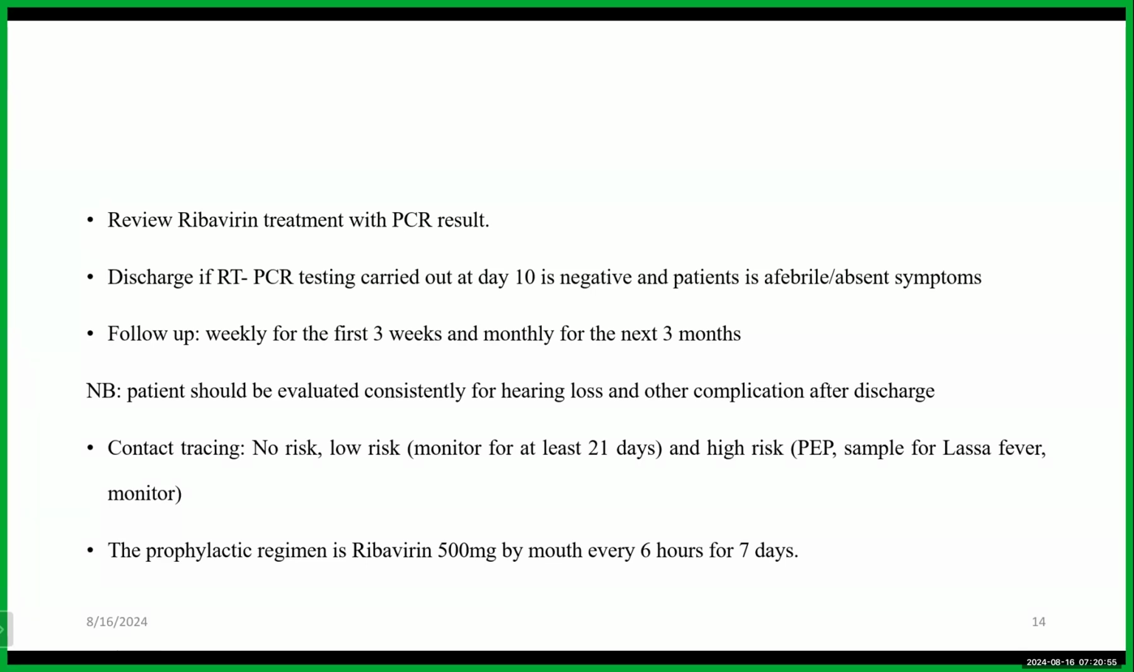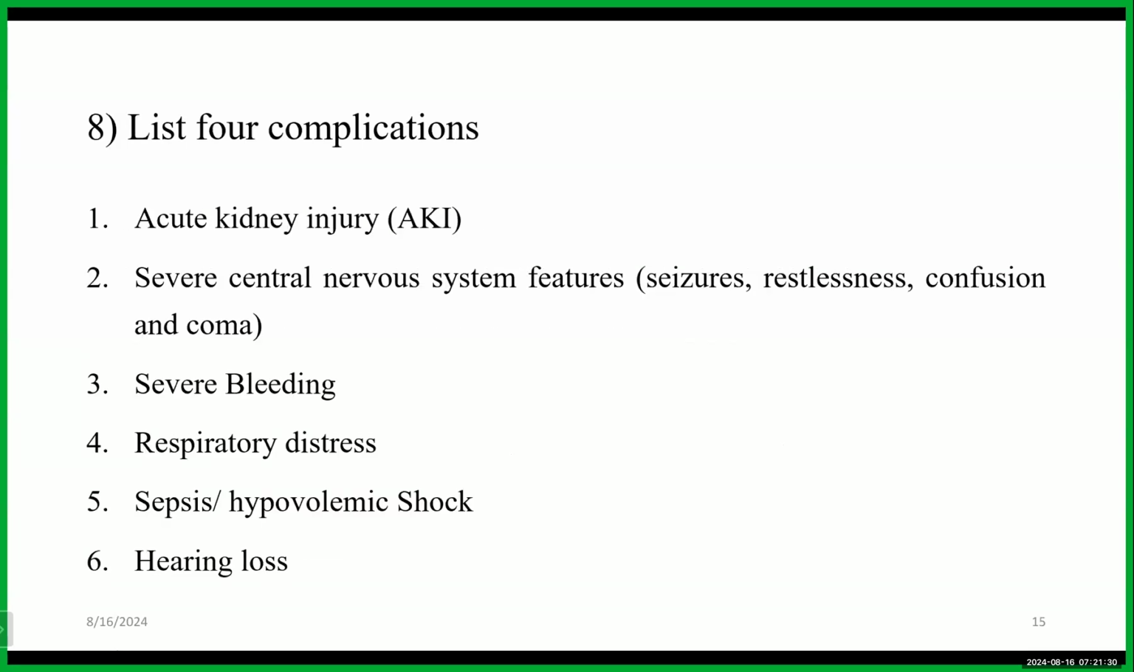I also want to do contact tracing for those that have come in contact with this patient, which I will stratify into no risk, low risk, and high risk. For the no risk and low risk, you monitor for at least 21 days, and anyone that comes down with symptoms, you institute the management. But for the high risk, you start them on post-exposure prophylaxis as soon as possible, and you send for the test, and anyone that comes out positive, you institute treatment as soon as possible. For the post-exposure prophylaxis, give oral ribavirin 500 milligrams 6 hourly for 7 days.